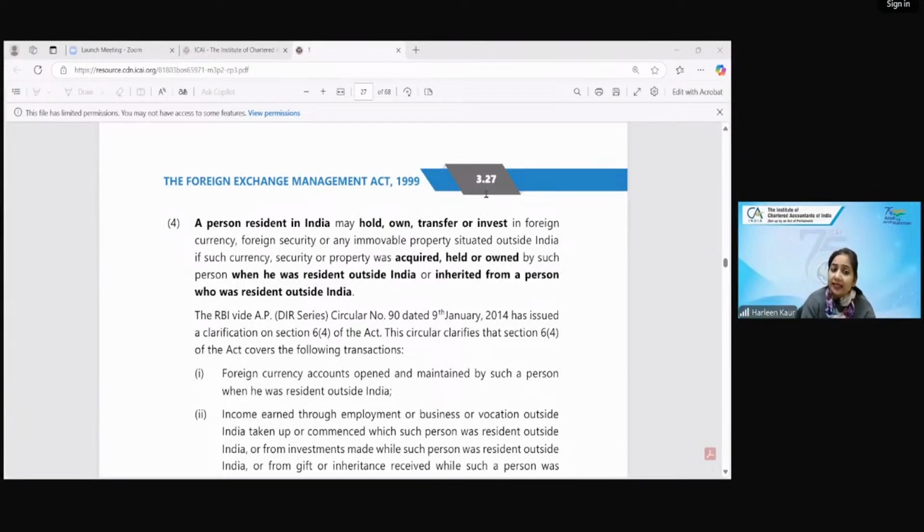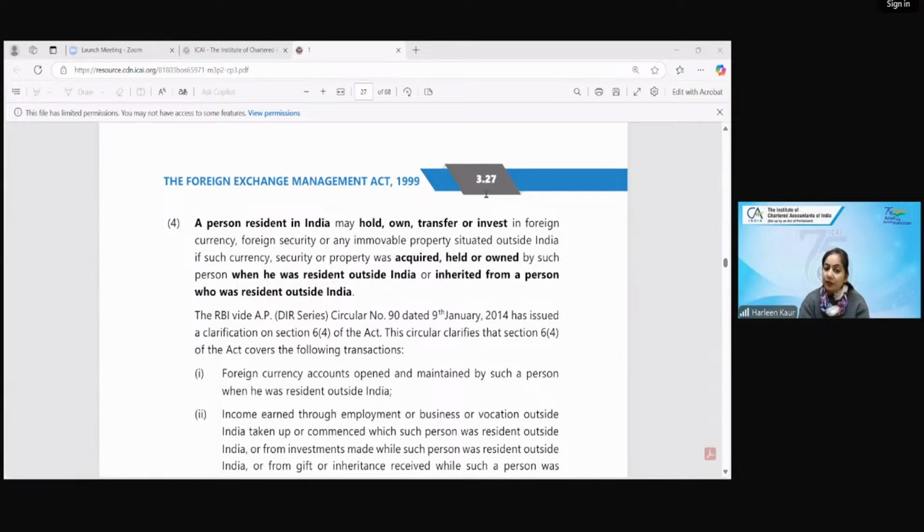It says yes, when he was a resident outside India, if Mr. A has acquired this property when he was outside India. Either you can acquire the property when you were outside India, or you can inherit it from a person who was resident outside India. So if Mr. B's father, Mr. A, was a resident in Dubai and he has acquired the property, Mr. B can also acquire this property, even if he is a person resident in India.